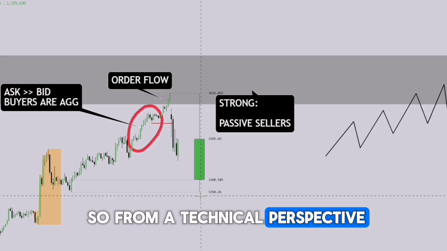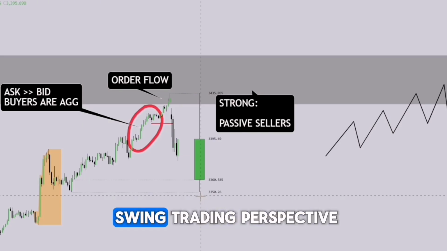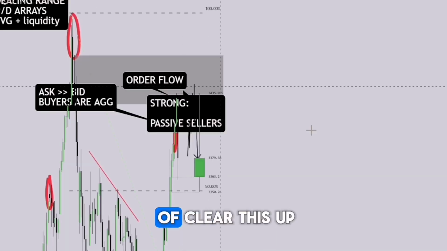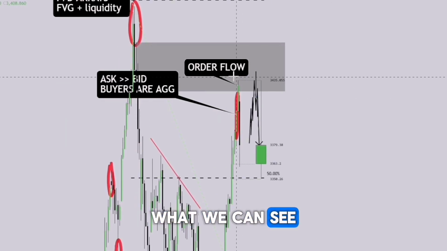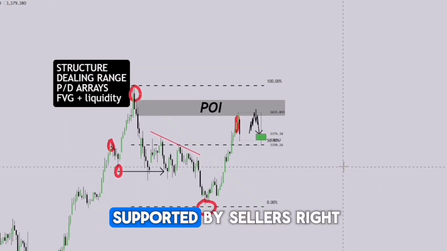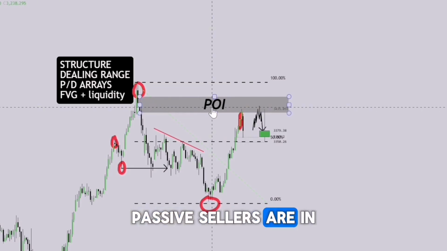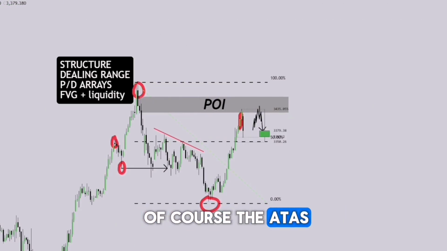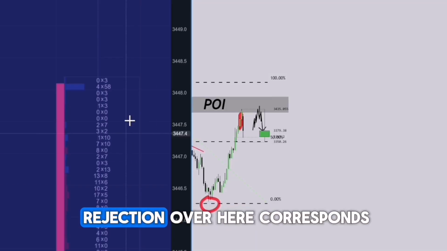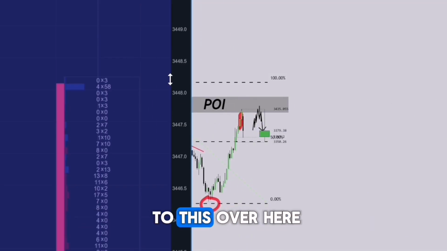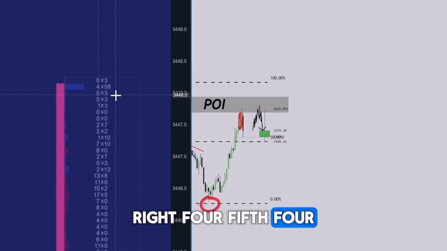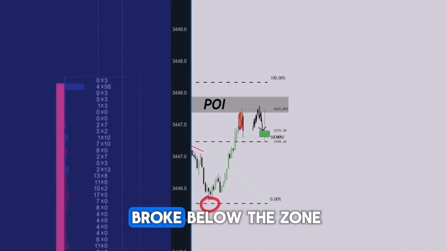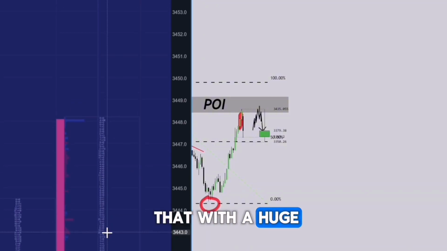So from a technical perspective, what we can say about gold from a swing trading perspective, if we just go up to the 4-hour time frame and clear this up a little bit, is that this POI is supported by sellers. Passive sellers are in control because aggressive buyers fail. And that's something which, of course, the ATAS platform can tell us. So this little rejection over here corresponds to this over here, 4 for 58. So 58 aggressive buyers, and the market heavily broke below the zone. We can see that with the huge red candle.